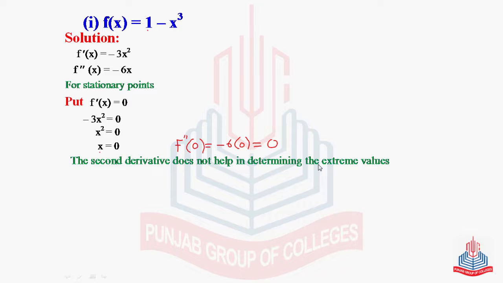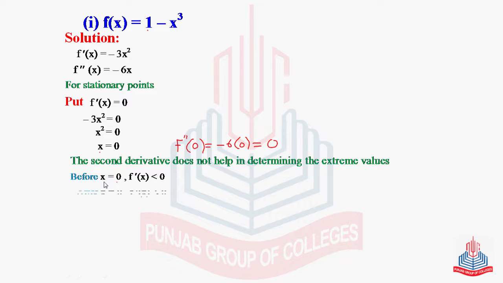So we check our first derivative test. Before x equal to 0, our first derivative is less than 0. That means if we put a value less than 0, say minus 1, into minus 3x square, being a square value it will return a positive value, and multiplying by minus 3 will become a negative value. So the first derivative will be less than 0 before x equal to 0.